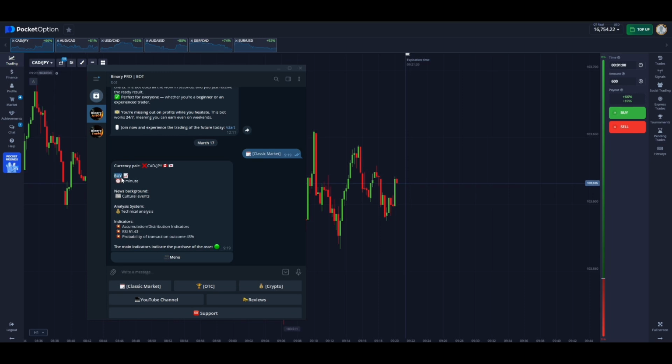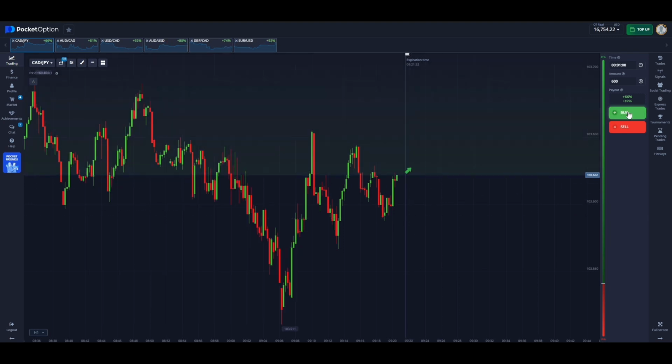I'm getting my first buy signal. As we can see, the trading bot used technical analysis, but the probability of making a profit here is quite low. In cases like this, I recommend not taking such signals, but let me take the risk and try opening this trade. Let's see how it turns out.